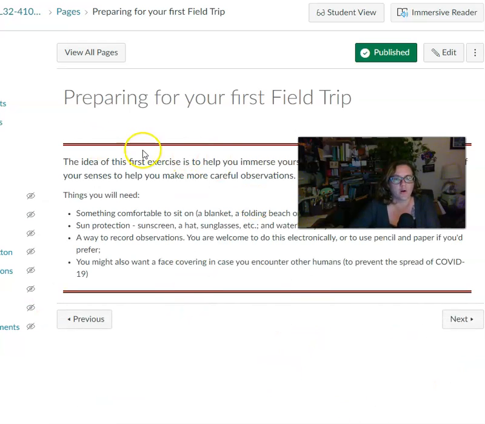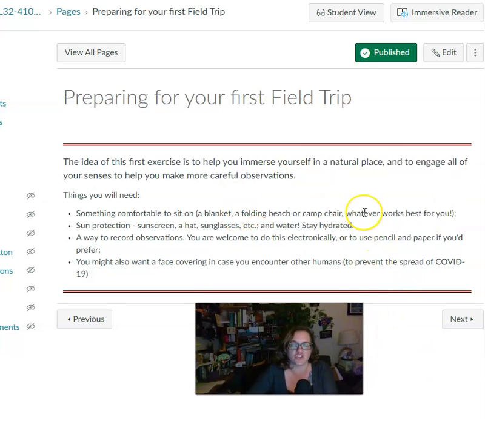Okay, so the purpose of this first exercise is to have you go into a natural place and engage your senses.